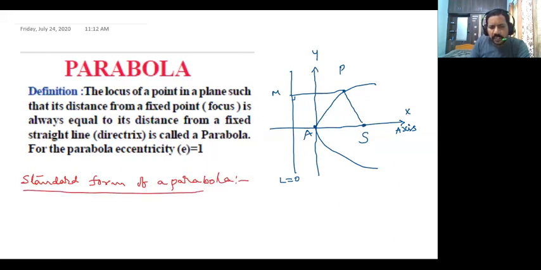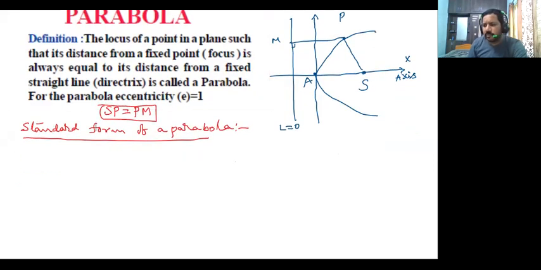In the parabola definition, you already know that SP is equal to PM. Remember it. Now, how to derive the standard form of the parabola? That is important. Here, take one fixed point and a fixed straight line. Already we have taken them here.